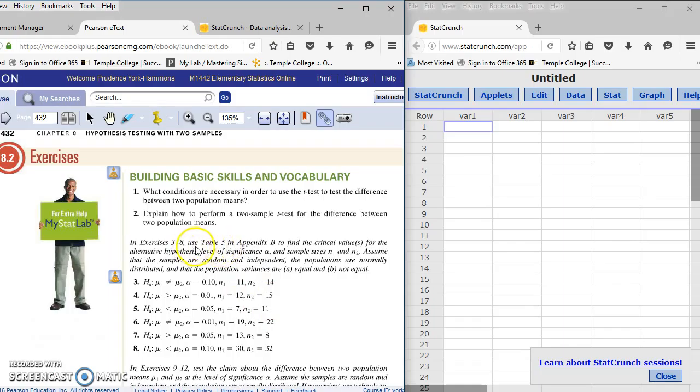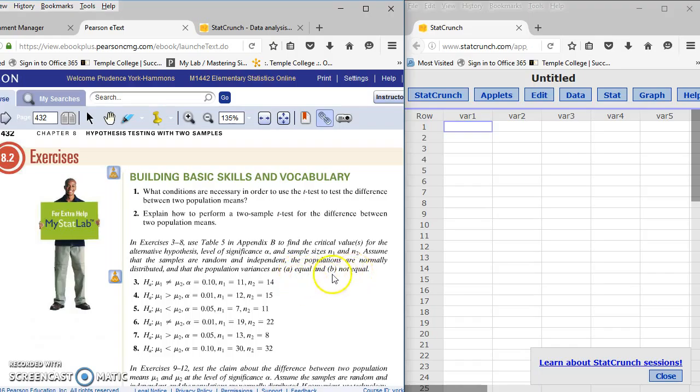Our instructions say to use Table 5 in Appendix B to find the critical values, but since this is a t-test, since we do not know the population standard deviation for either sample 1 or sample 2, we can still use a t-calculator to find those critical values. We just have to be aware of what type of test it is, whether it's a left-tailed, right-tailed, or two-tailed test. They did tell us that the samples are random and independent, the populations are normally distributed, and the population variances are part A equal or part B not equal.